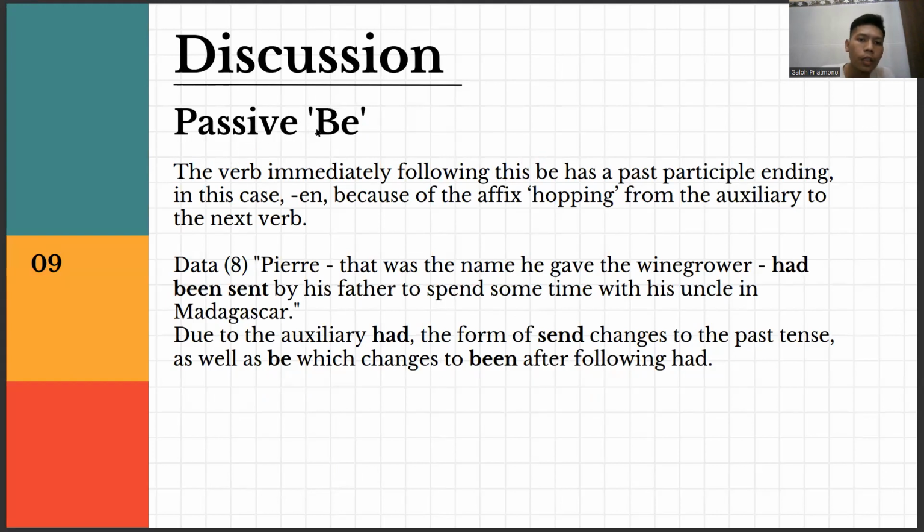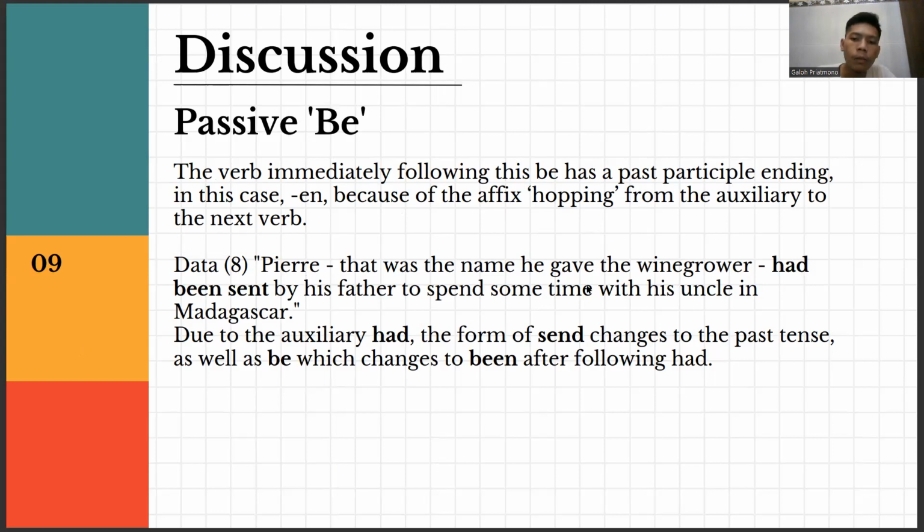Passive be is the fourth type in the auxiliaries. The verb immediately following this be has a past participle ending, in this case ed, because of the affix hopping from the auxiliary to the next verb. I rarely find this form of auxiliaries in the story, maybe only three or two. So I only analyze one in this discussion. It is data 8.